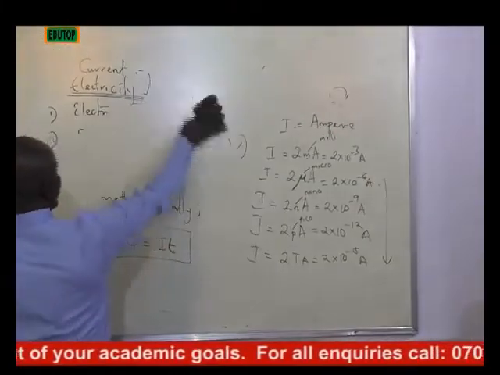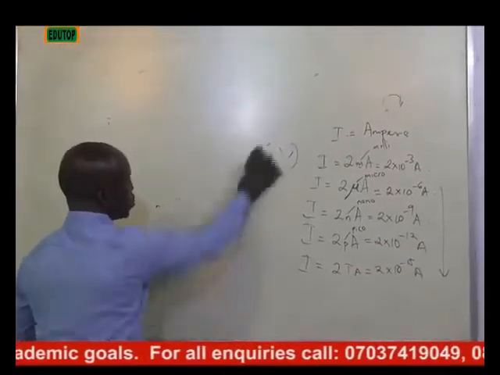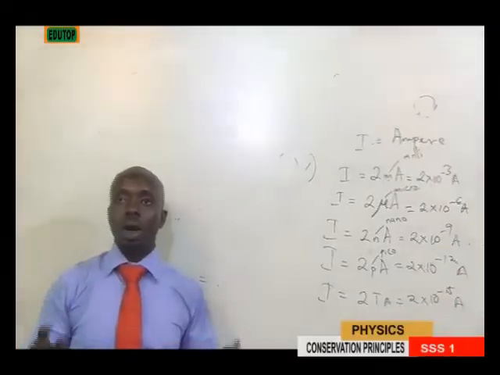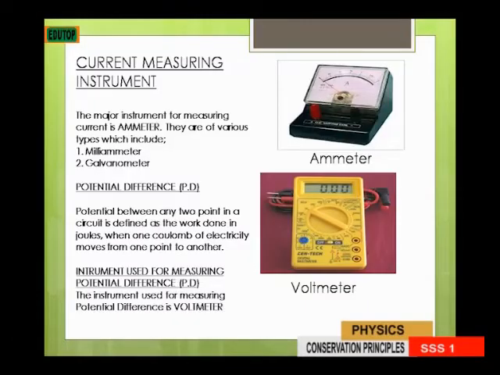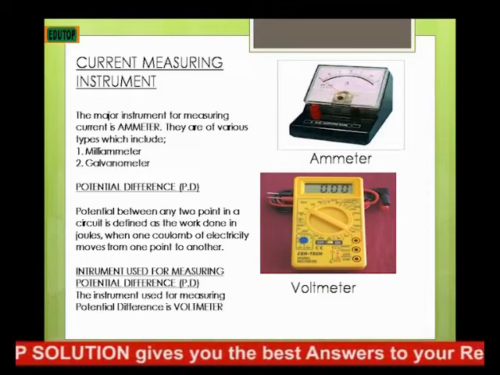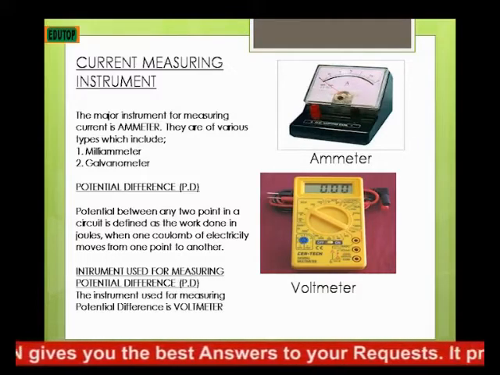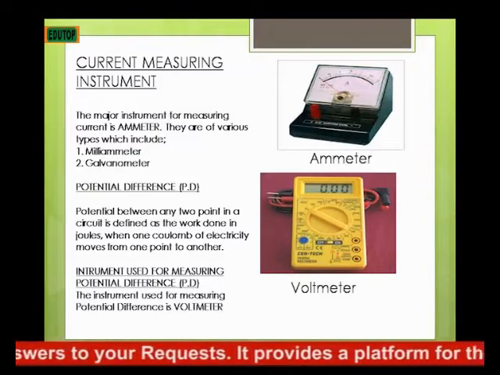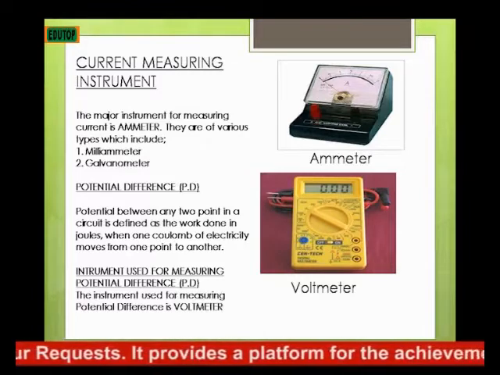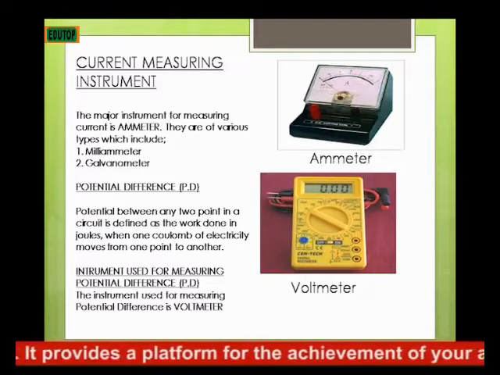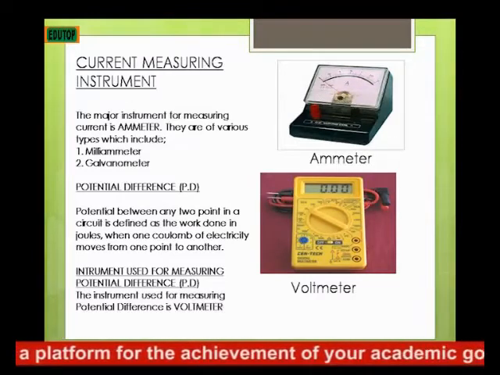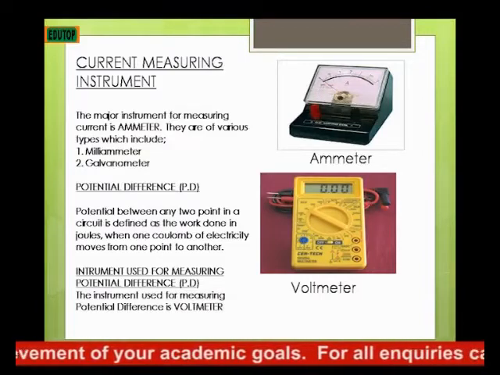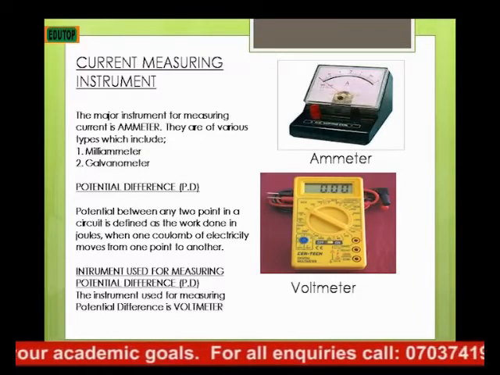Still under our current. Now we're looking at current measuring instrument. The instrument that you can actually use to measure your current. Now, the major instrument for measuring current is what we call your ammeter. Ammeter is the major instrument that you use. That's the major instrument for measuring your electrical current. You can also have another one called milliammeter.